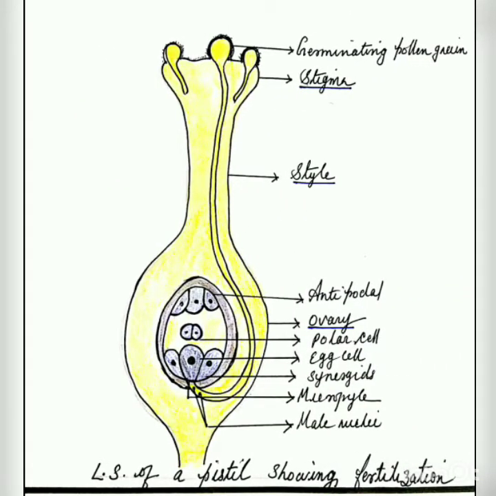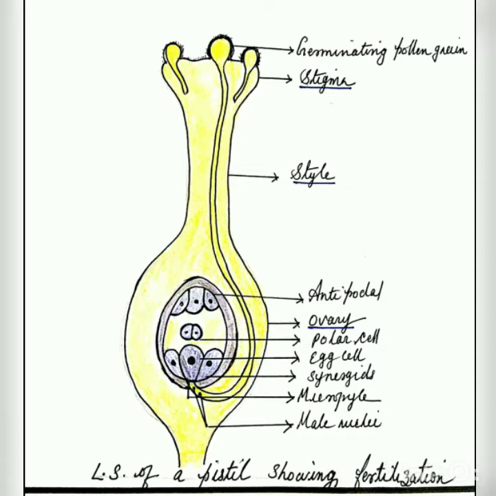The pollen tube enters inside the embryo sac through an opening called micropyle. Micropyle is the minute opening present in this embryo sac. Through the micropyle, the pollen tube enters inside the embryo sac and it bursts and releases 2 male nuclei. One male nucleus fuses with the egg cell to form zygote, and this process is called fertilization. The other male gamete fuses with polar nuclei to form endosperm, which provides nutrients for the developing embryo.